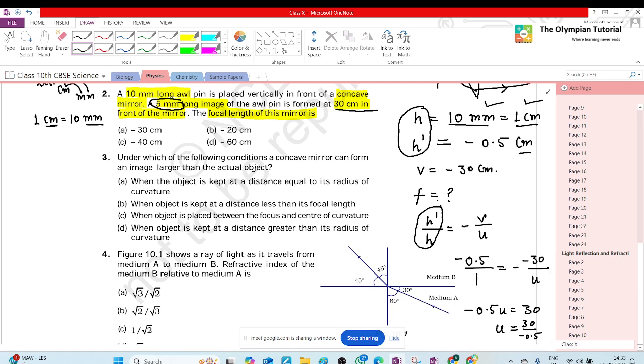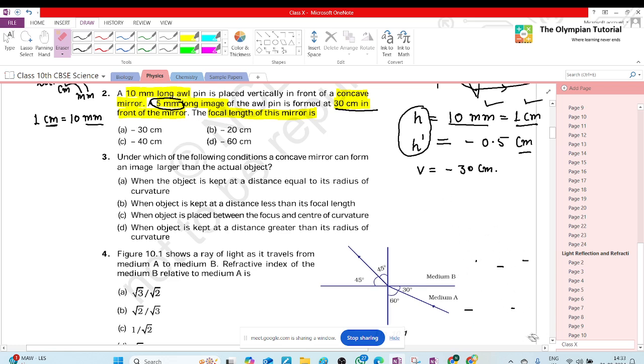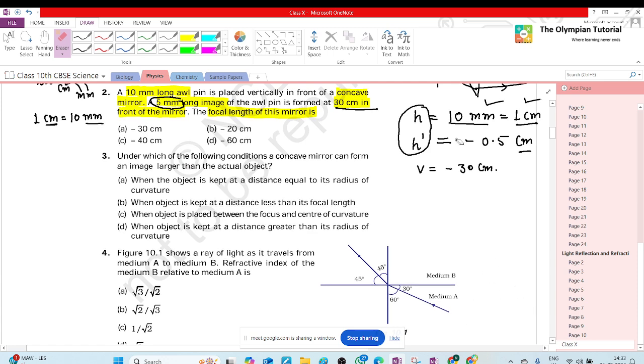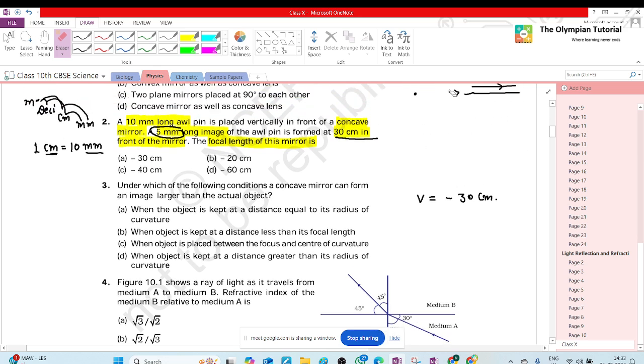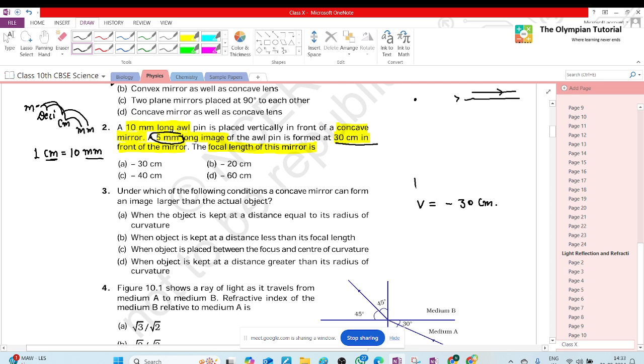Ma'am, value of u would be minus 60 centimeter. Very good. V, you know. Yes, ma'am. What is the mirror formula? 1 by f is equal to 1 by v plus 1 by u. And what are they asking? They are asking about the focal length. Calculate it fast.